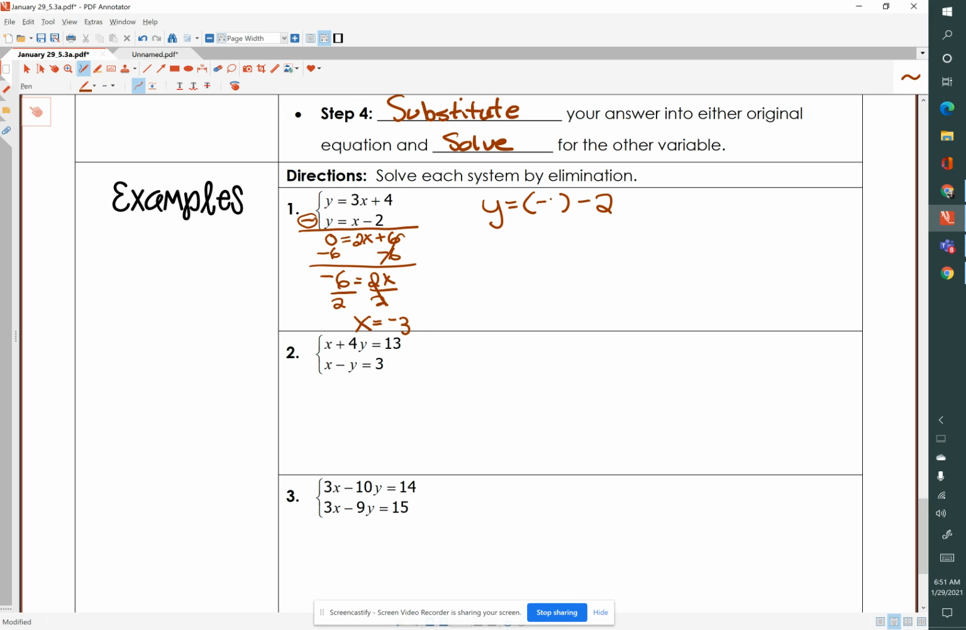I was hoping to use a different color there. Okay, that's my substitution. So negative 3 minus 2 is negative 5. So y equals negative 5. My ordered pair is negative 3, negative 5. Let's check out Desmos.